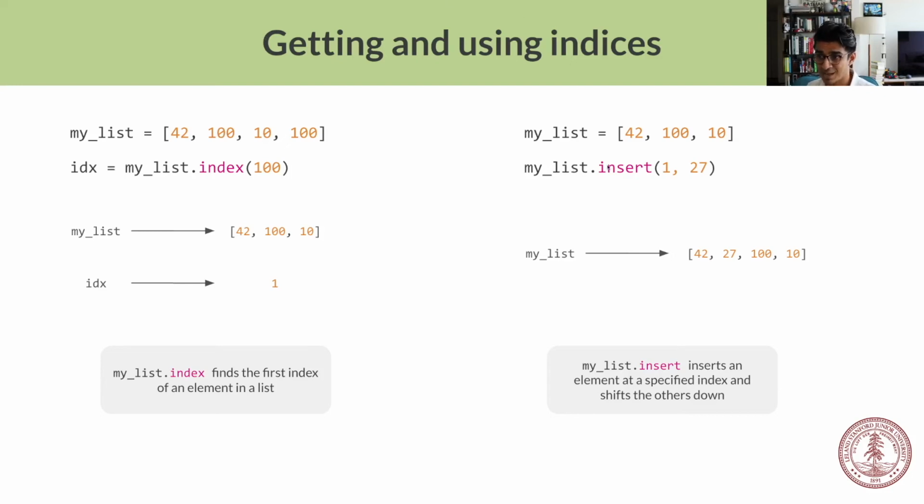And finally, we've got the insert function over here. What that does is it says insert an element to this list, but unlike append, which is always going to stick an element at the very end of the list, this function allows you to tell the program where you want your new element to go. So in this case, we would like to insert the number 27 at index 1 of this list. You'll see the output over here has 27 at index 1, and we've shifted all of the other elements down. So 100 is now at index 2 and 10 is at index 3.